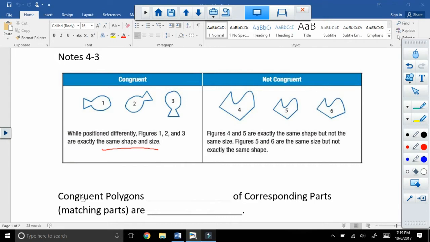So our actual definition of what congruent polygons are, I'm just going to write down that all of the corresponding parts, which are the matching parts, are going to be congruent.